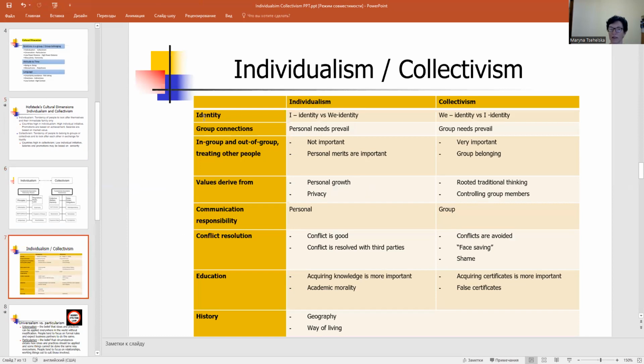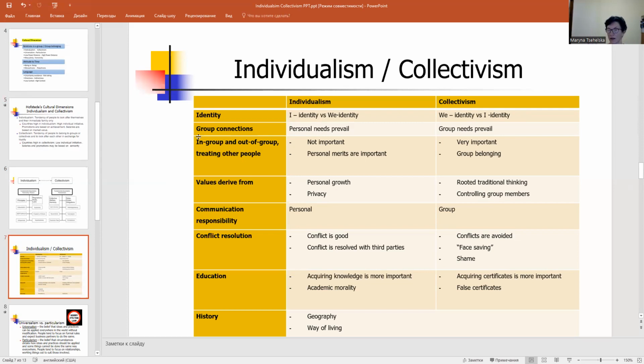Principle number one is identity. So in individualism, I identity is more important than we identity. In collectivism, we identity is more important than I identity. So for the group connections, in individualism, what is important for me prevails over the group needs, and in collectivism, group needs prevail.